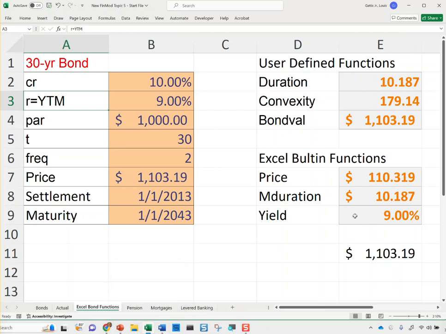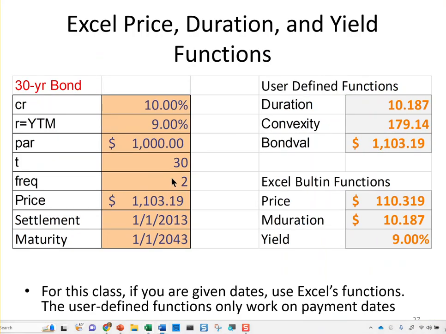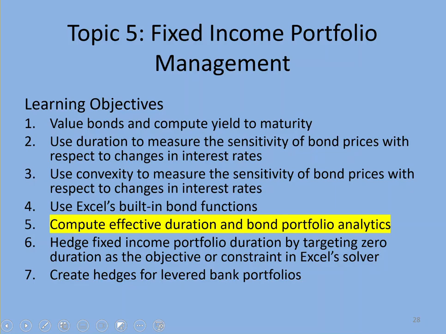Okay, so that is using Excel's bond functions, price, M duration, and yield. And the big things are, for those functions, the parameter of redemption is going to be 100, and the price is always a percentage of par. So in this section, we just talked about how to use Excel's built-in functions. We'll start talking about effective duration and portfolio analytics in the next topic.